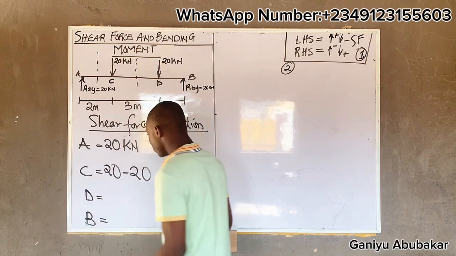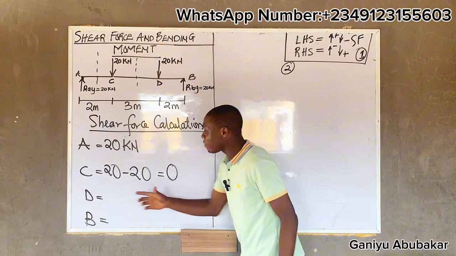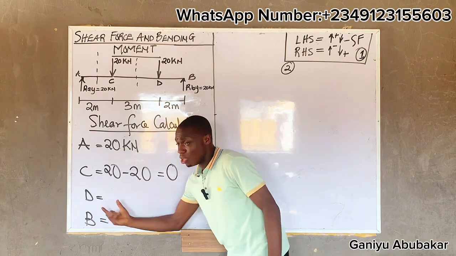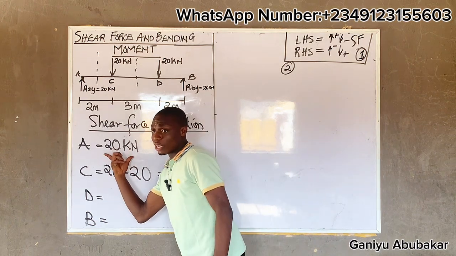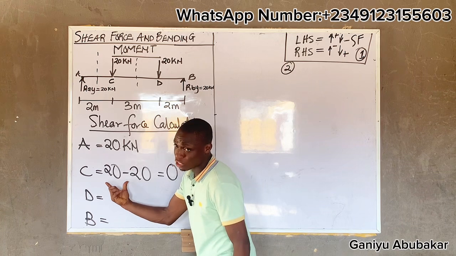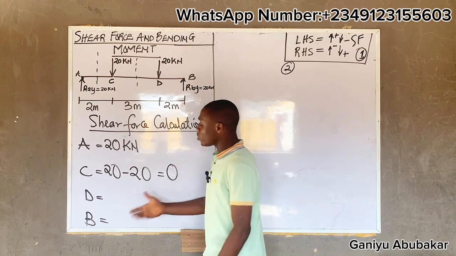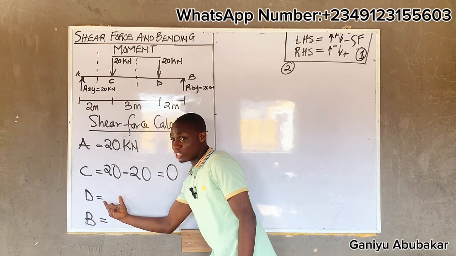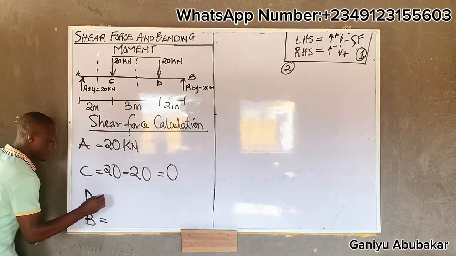All right. We said after getting an answer for any shear force, repeat that answer down. When I got this one as 20 kilonewton, I repeat the answer down first before considering C. Now I want to consider D. What do I do first? I repeat this answer down first before considering D. So put 0 down first.